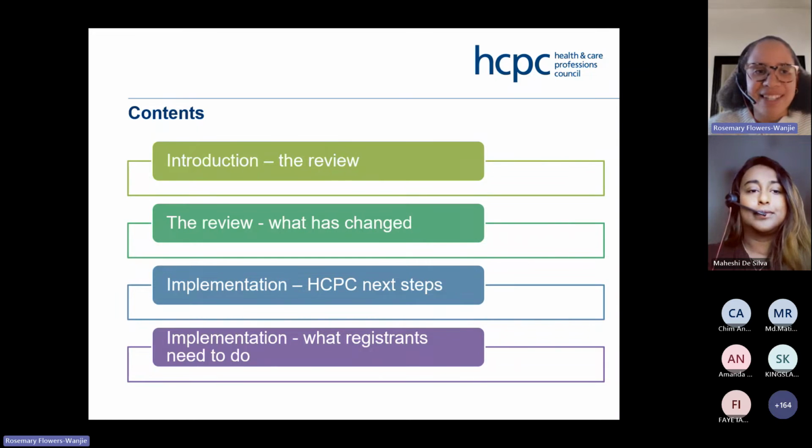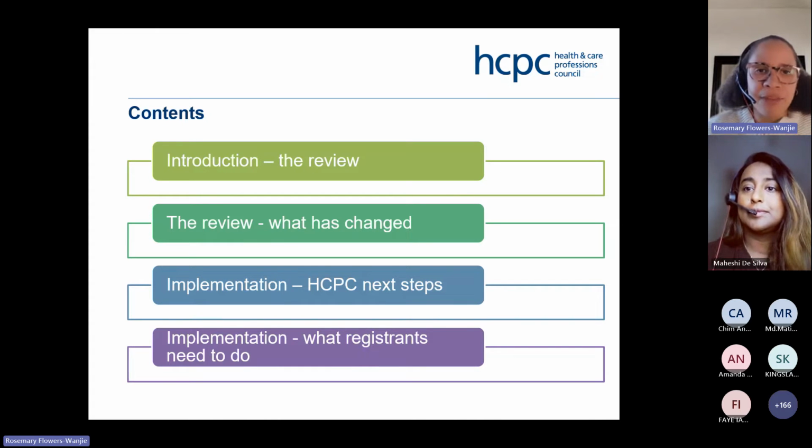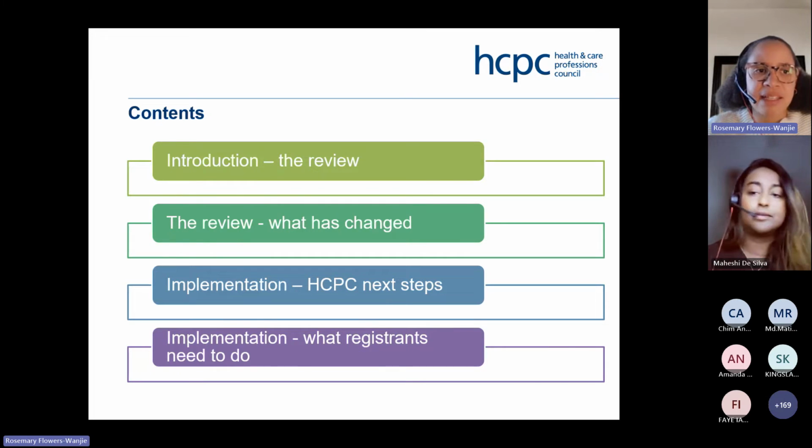On our agenda today, we've got an introduction about the standards and about HCPC, and about the review. We'll then be talking about what has changed, the 5 themes to the standards revisions, and also we'll talk about implementation. Firstly, what the HCPC is doing during the implementation phase, and then what registrants and students will be expected to do during the implementation phase.